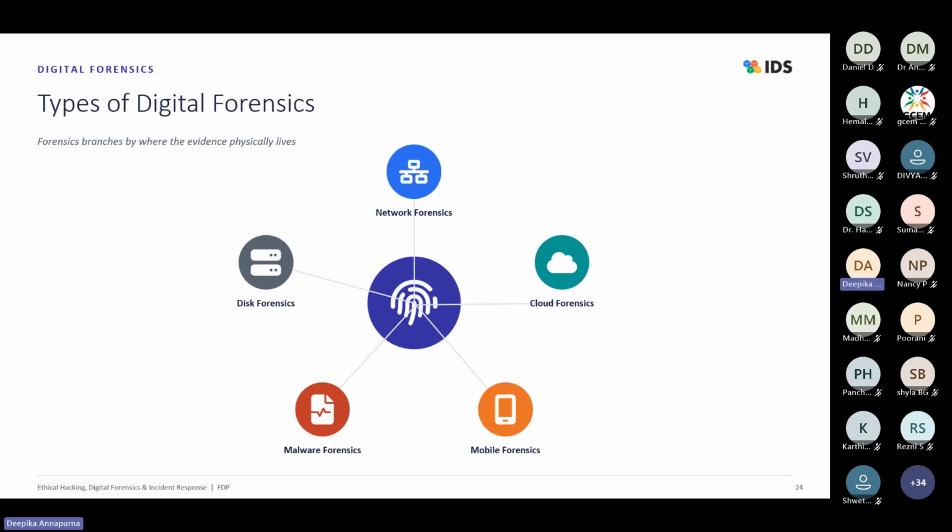What is malware forensics? This focuses on whether any malicious software is installed in your system. So what will investigators do? Investigators will enter the organization and check if any malware is installed in the system, what the malware does, and how it communicated to external systems.